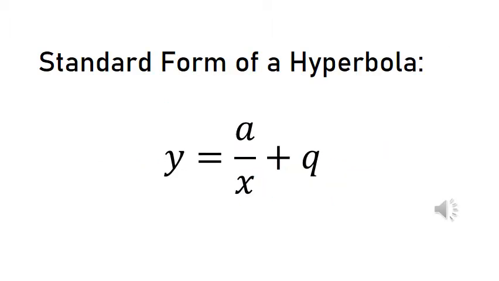Just to recap, the standard form of a hyperbola is y is equal to a over x plus q. And just to remind you what the values of a and q mean, your a determines whether the graph is positive or negative. It also determines the steepness of the graph. And your q is your vertical shift, so how many positions the graph shifts up or down.